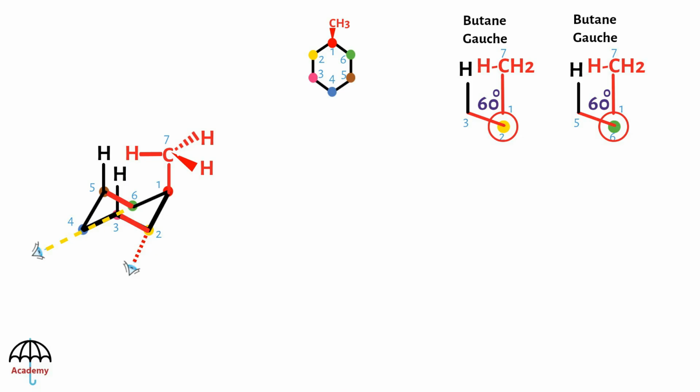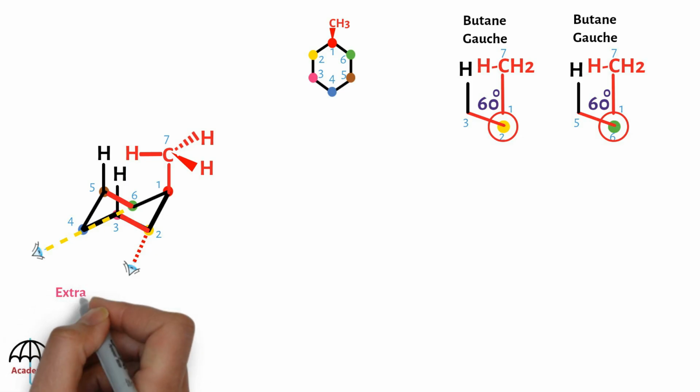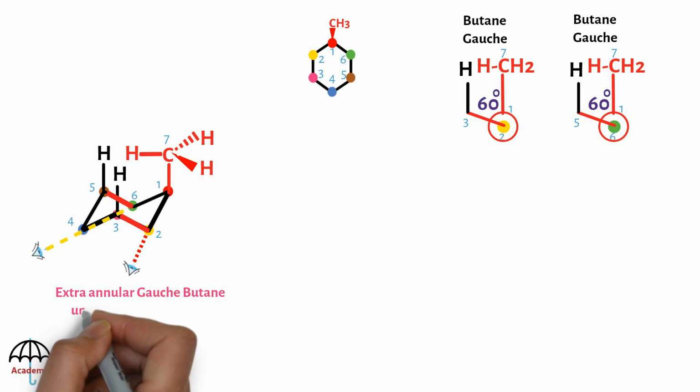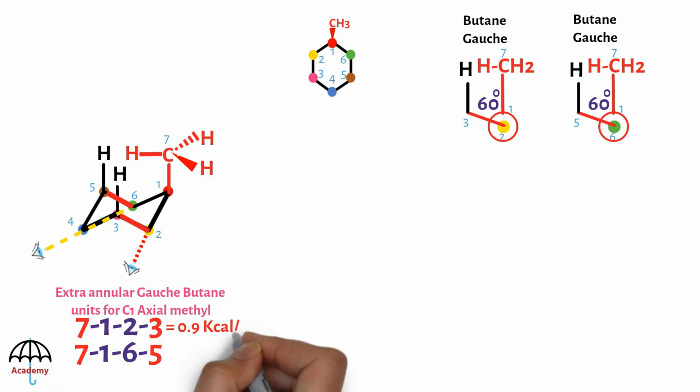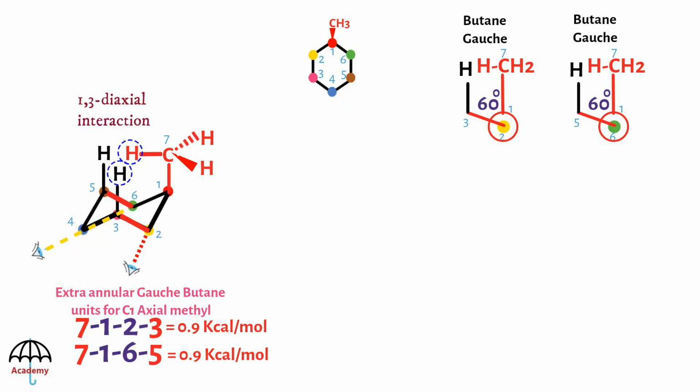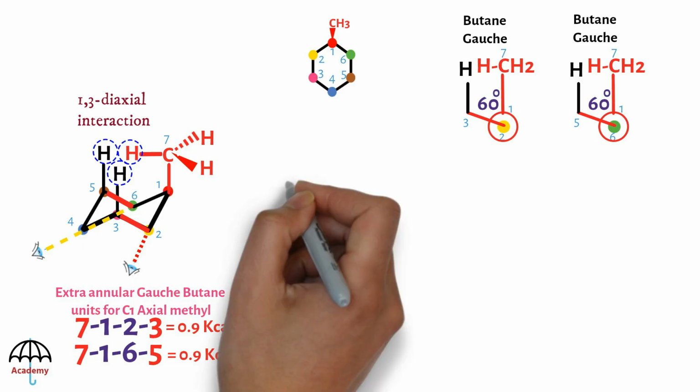Thus, for C1 axial methyl, we can write the extra annular gauche butane units as C7-C1-C2-C3 and C7-C1-C6-C5. And we know each gauche butane unit amounts to 0.9 kilocalories per mole energy. Thus, axial hydrogens at C3 and C5 clash with hydrogen of axial methyl group.